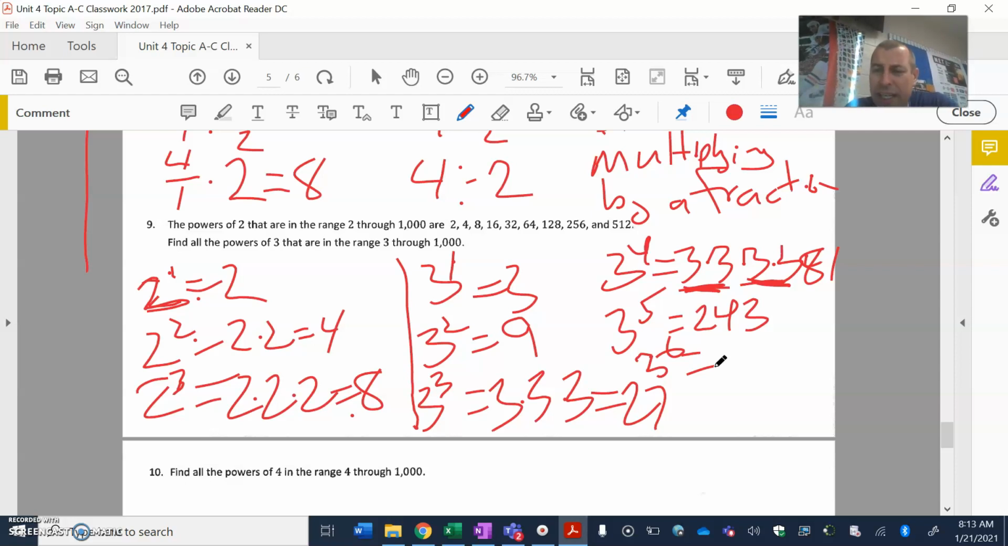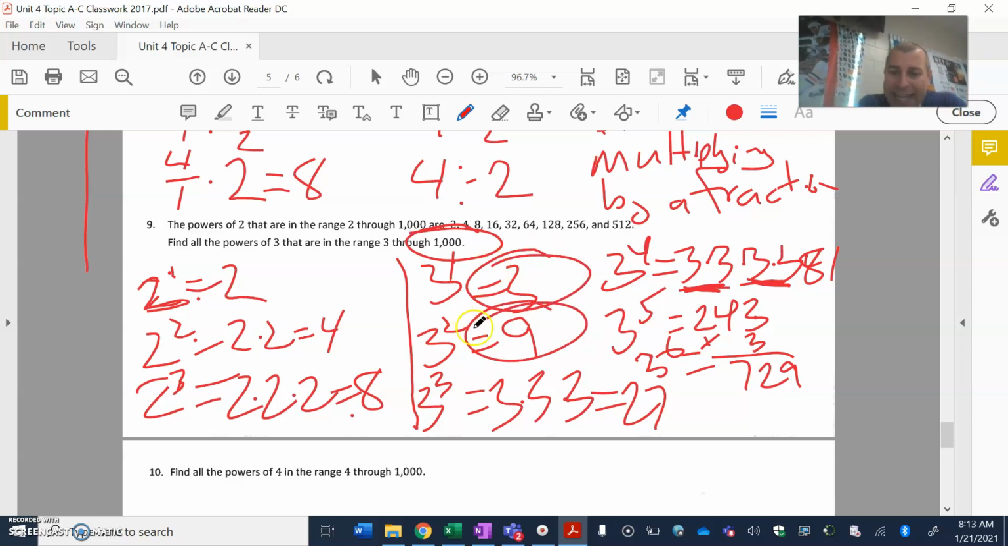So 243 times 3, I'm going to have to multiply. 3 times 3 is 9. 3 times 4 is 12. Carry the 1, 729. Now, here's the thing, I'm hitting the brakes right here. Why? Remember, we want to get to 1,000. Using my estimation, if I do 729 and times it by 3, that's going to be way over 1,000. So I've got them all. I've got my 3, 9, 27, 81, and my 729.